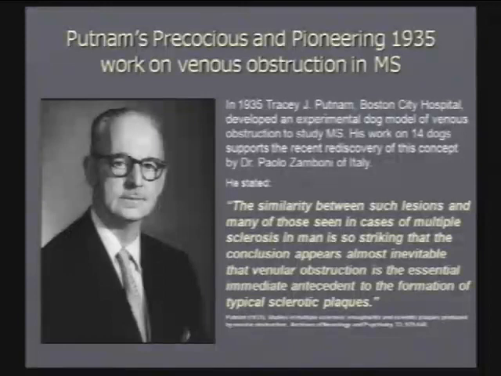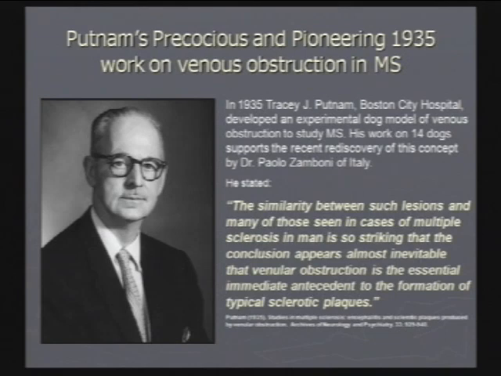Well, even though I'm not focusing on Tracy Putnam's work, it's hard not to show this quote. It was a wonderful quote from Gray's Anatomy that Sal showed. But what Tracy Putnam did in 1935 is he did 14 dogs, and he occluded the small veins in the dog brain. And over the period of a year, all these dogs developed sclerotic lesions.